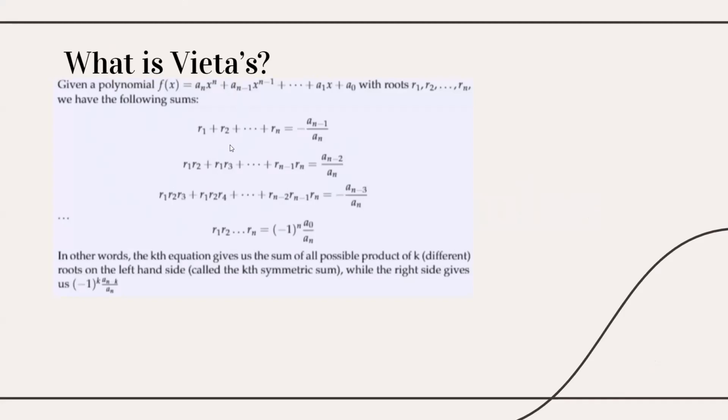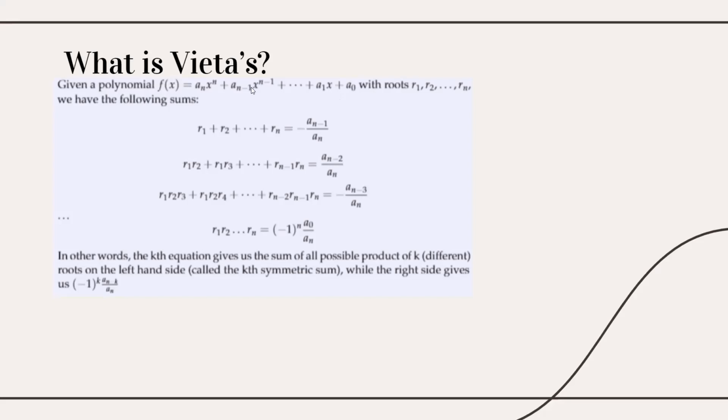If we have the coefficients of a polynomial, we can write certain sums of the roots as a quotient of two coefficients. So if we have a polynomial f of x equals a_n x^n plus a_(n-1) x^(n-1) plus so on all the way down to a_1 x plus a_0, and the roots are r1, r2, all the way up to rn, then we have the following sums.